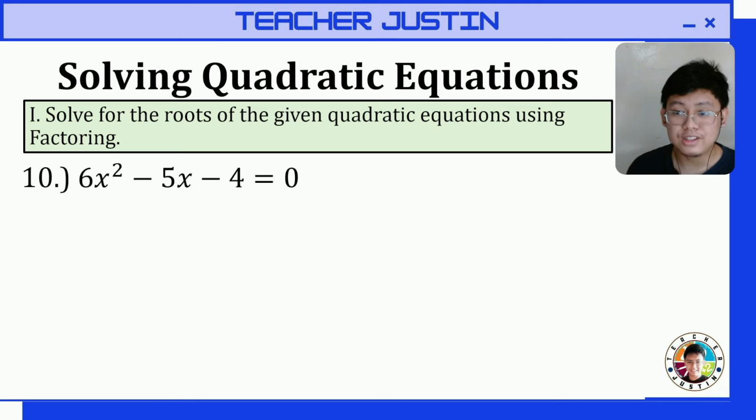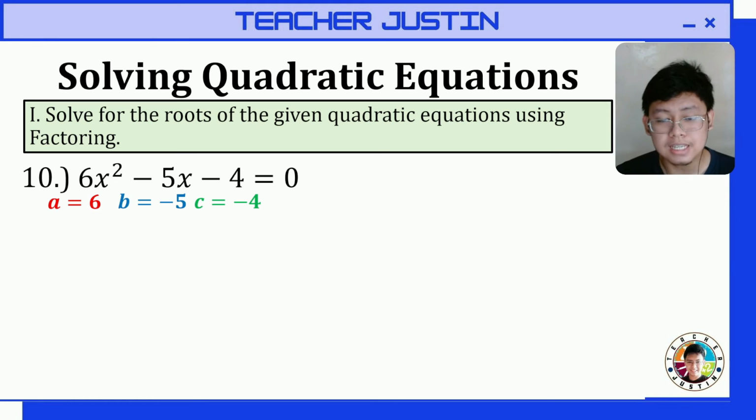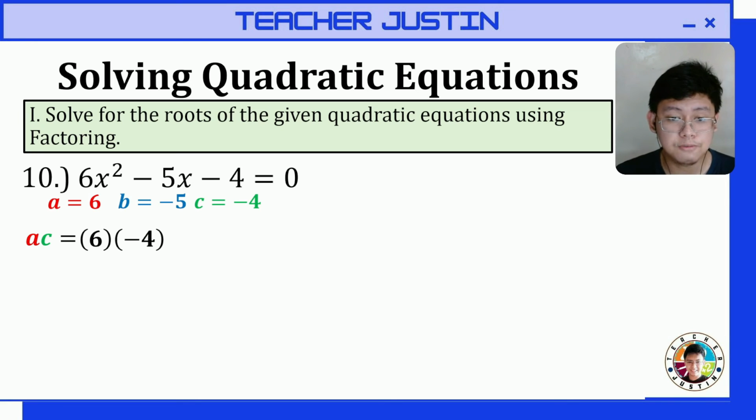So, what factoring method are we going to use? So, gagamit tayo ng factoring quadratic trinomial case number 2. So, sa paggamit ng case number 2, kailangan natin kunin yung A, B, and C ng ating quadratic trinomial. So, yung A natin is 6, B is negative 5, and C is negative 4. So, nakuha na natin yung A, B, and C. Ang susunod na step is for us to get the product of AC.